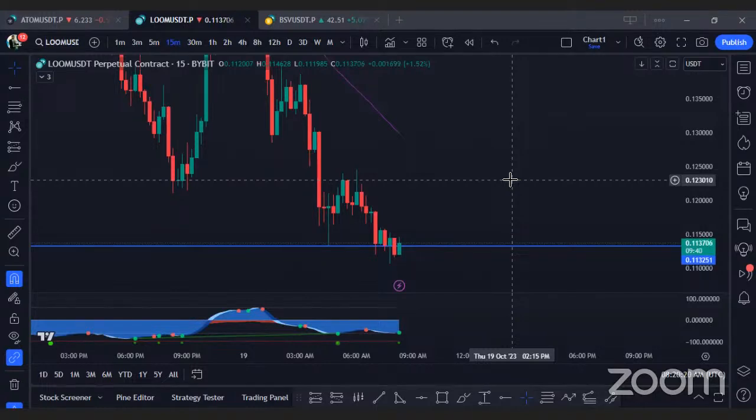Put small money, use isolated, put small money. If it plays out, fine. If not, don't go and put the whole of your money and say that I was the one that asked you to long Loom. I did not ask you to long Loom. I just decided to long Loom myself. Somebody told me I asked him to buy a coin, and then the coin has gone back to zero.